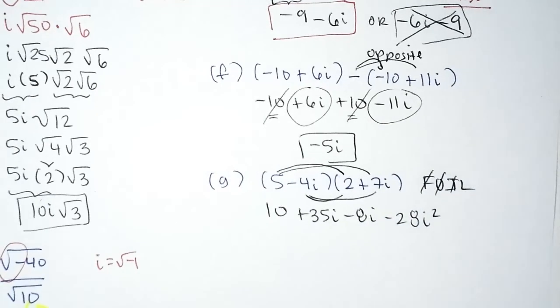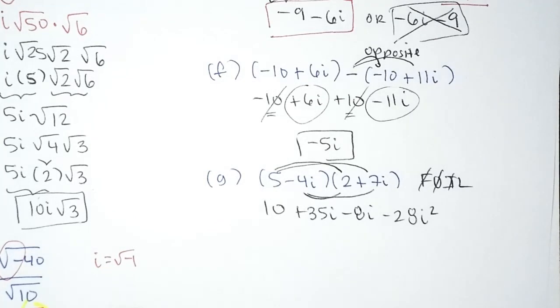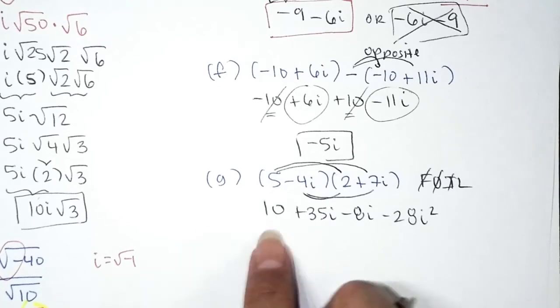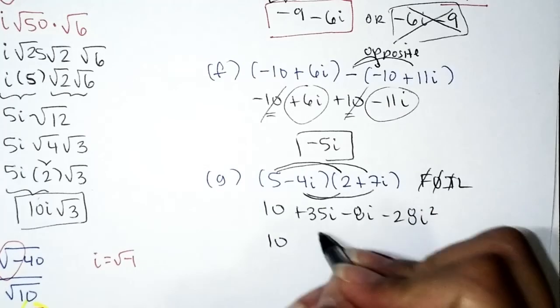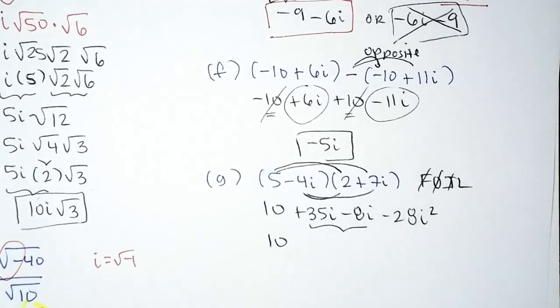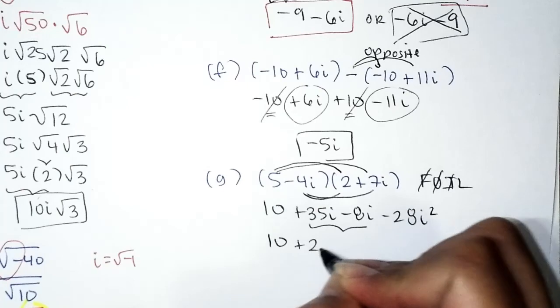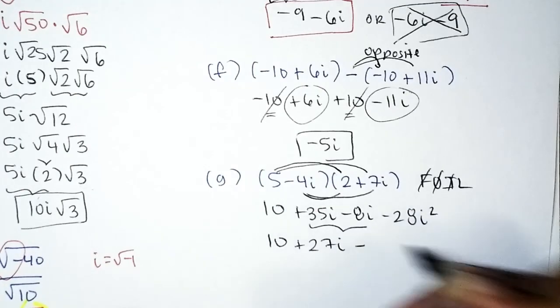Fantastic. So we got a lot of terms. Let's combine them and then make sure that our answer is in standard form, standard form for a non-real complex number. Okay, so we have one real term, and then the sum of the middle terms. Who has a calculator? 35 minus 8i, 27. Yeah, I use my fingers, okay? Plus 27i minus 28i squared.